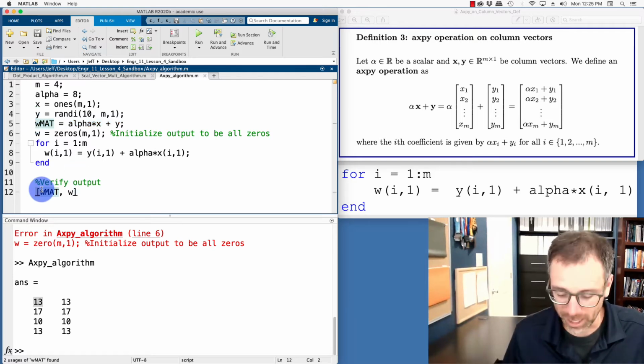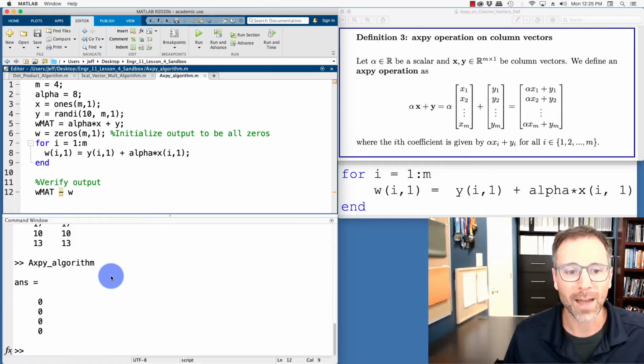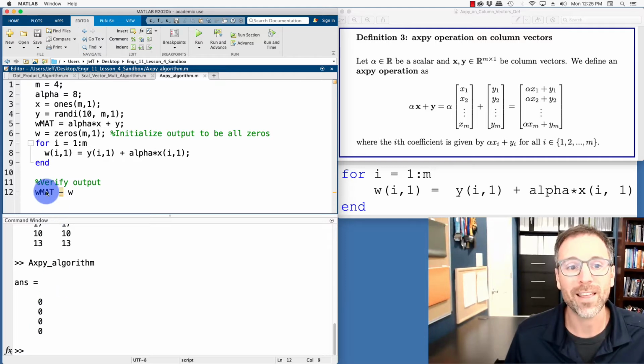Another way to check that they're identical is actually to take the difference between them. So if we look at wmat minus w, and then run, notice that that's 0. We say that the difference between two vectors is 0 if and only if both vectors are identical to each other. So that's another way to verify that that works.